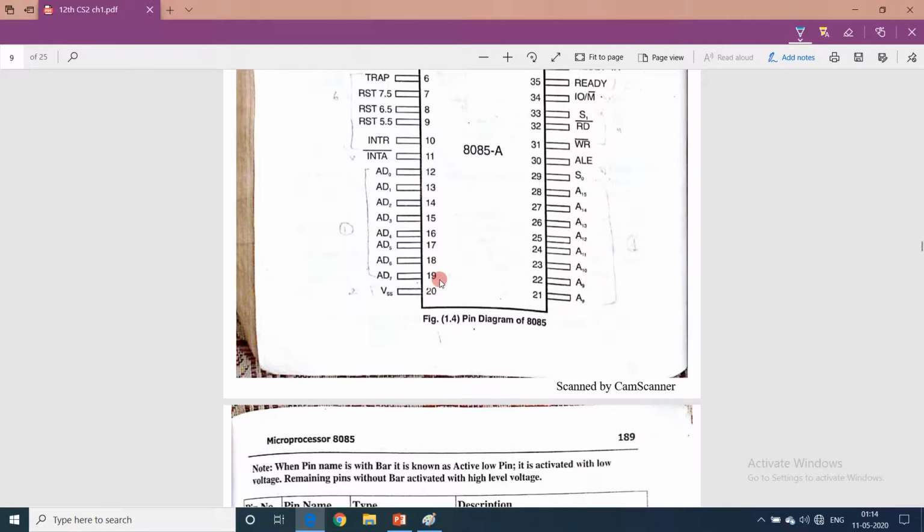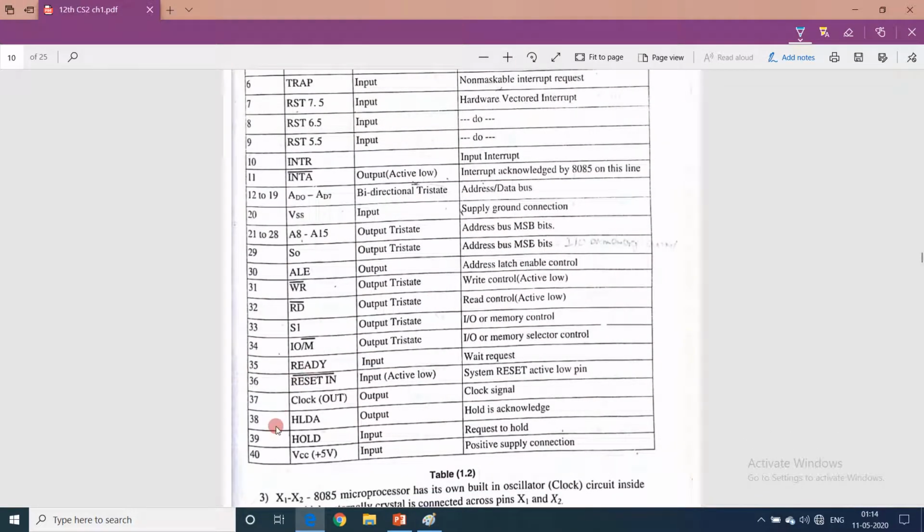Next, I want to tell you about the clock out pin. Clock out pin is used to synchronize the peripherals of the microprocessor, the input output devices which are connected to the microprocessor. Clock out pin synchronizes these peripherals with the internal clock of the microprocessor. So I hope all the pins are clear to you. The pins which I thought might be ambiguous to understand for you, that's why I have repeated these pins. Otherwise, if you have any doubt, you can ask me in the comments.